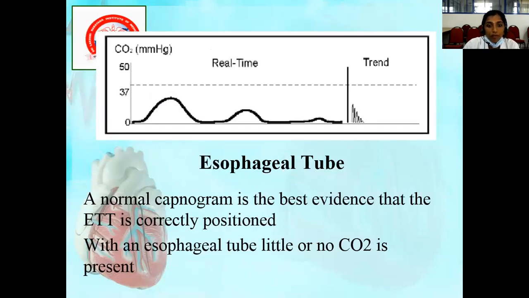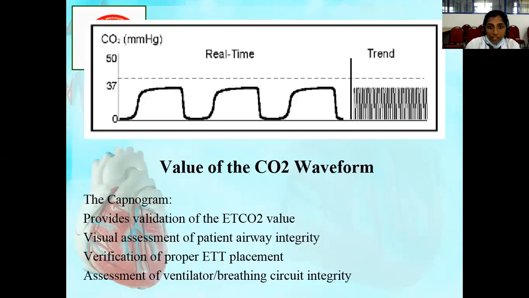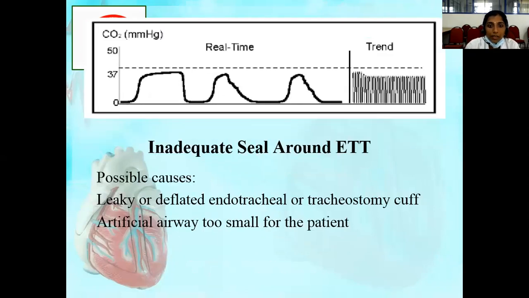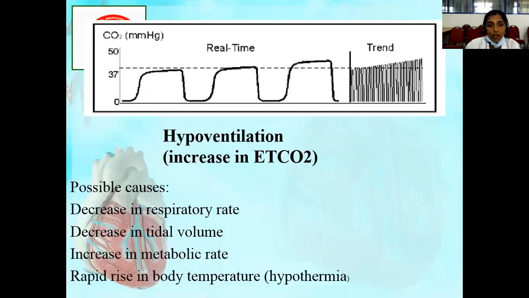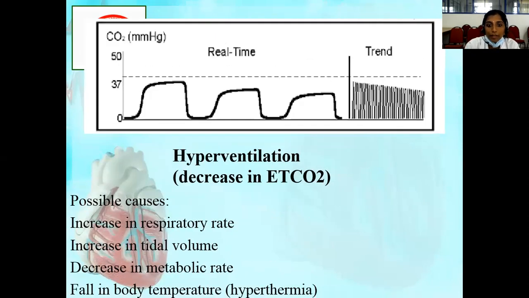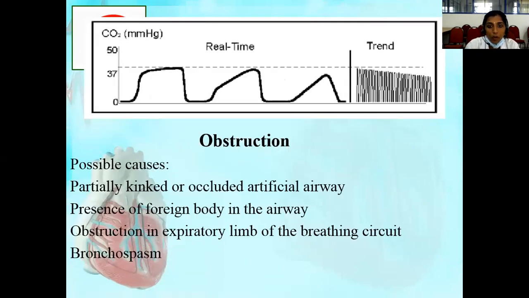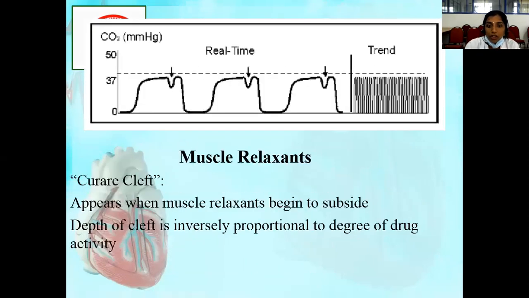This is the picture if you accidentally do an esophageal intubation, this is how the EtCO2 will be. This is a normal EtCO2, and this is the EtCO2 of an esophageal intubation. Similarly, if the seal around the tube is not adequate, we'll get this kind of graph. In hypoventilation, the EtCO2 will keep rising. In hyperventilation, it will keep on decreasing. In obstruction, you'll have an upstroke.